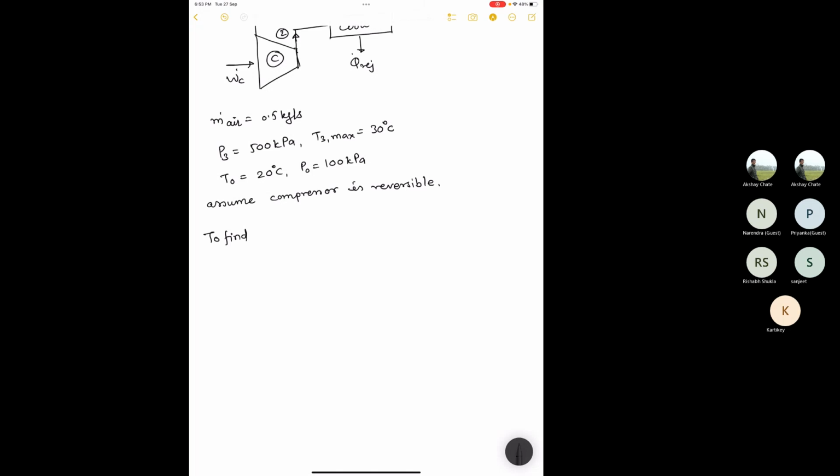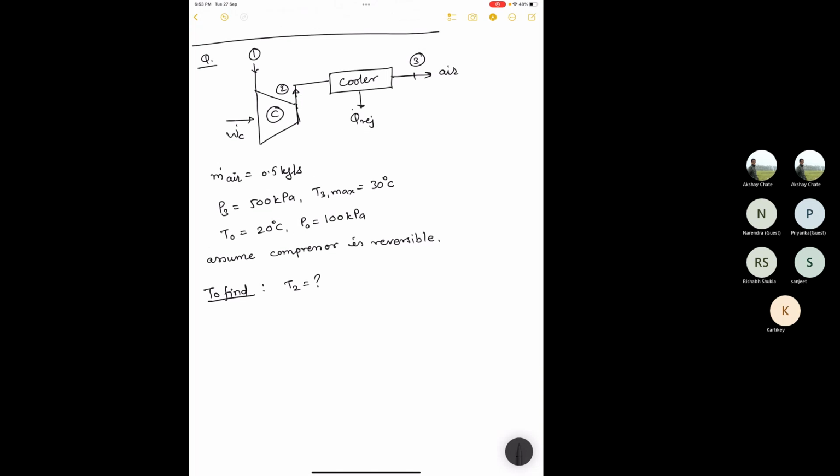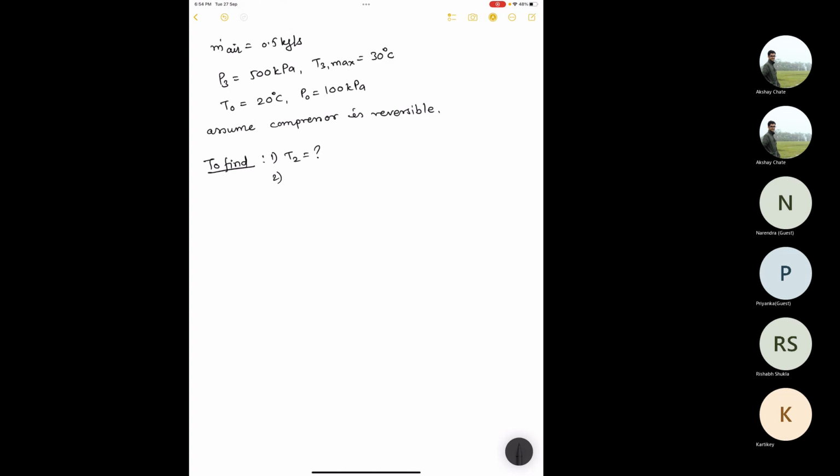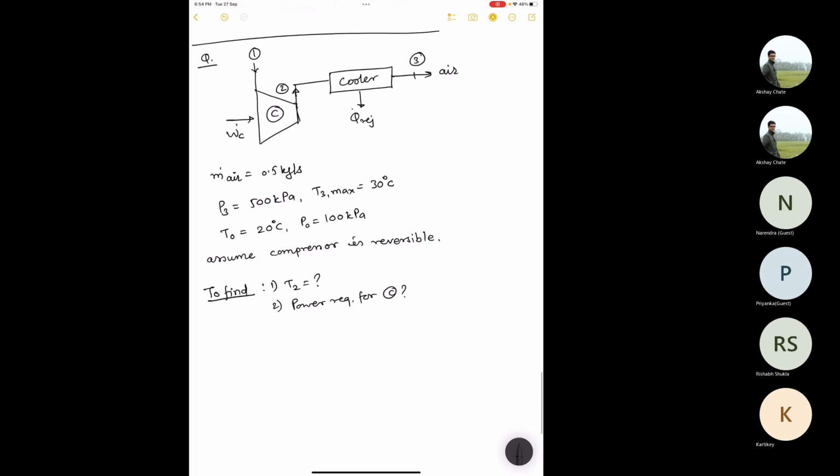And now you have to find what is T2, the temperature of air exiting the compressor. This is the first ask. Second is power for the compressor. So basically, how much work done. I'll just say power requirement for the compressor. This C is a compressor.